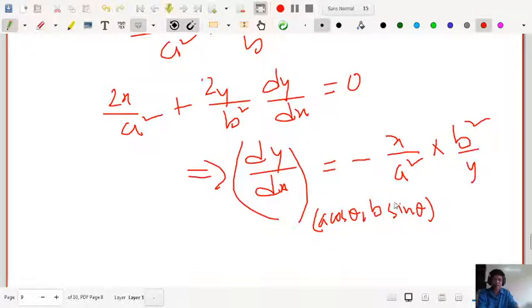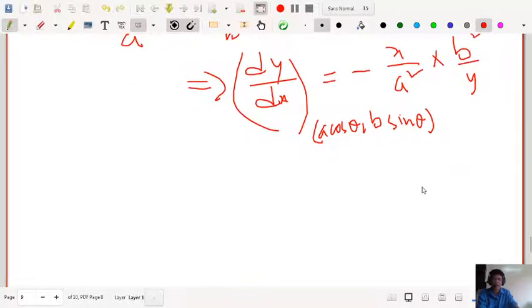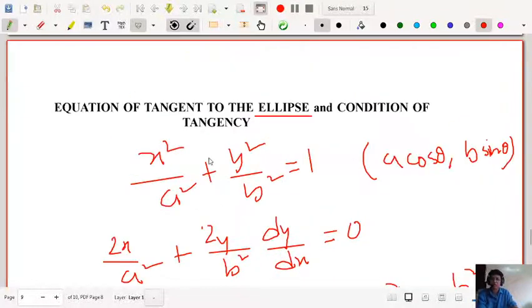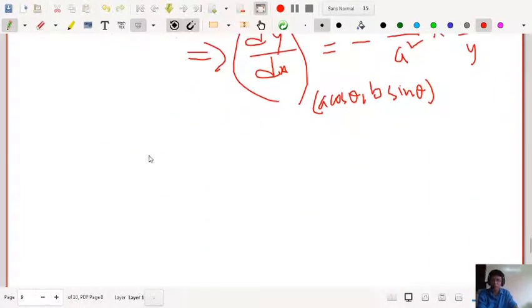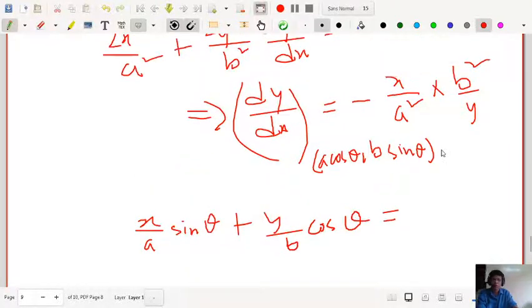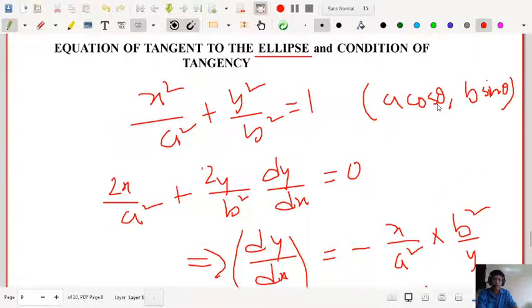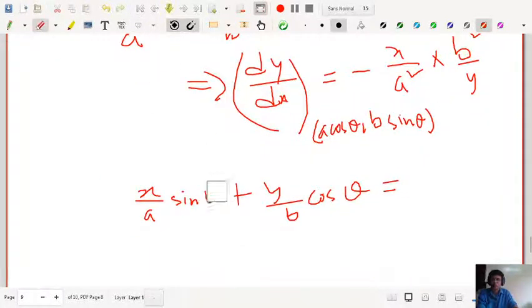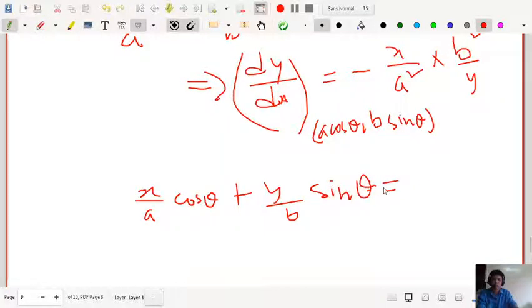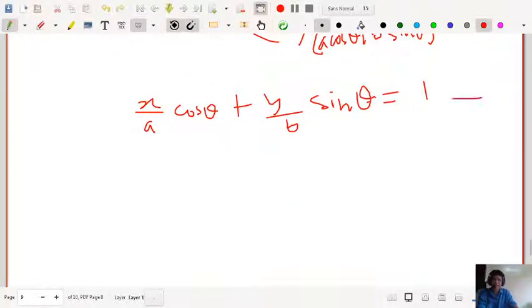So if you replace these values, a cos theta, b sin theta, and substitute in the formula y minus y1 equal to m into x minus x1, you will get the equation of the tangent as this. This is the equation of the tangent: x by a cos theta plus y by b sin theta equal to 1. Okay, I have taken a cos theta, b sin theta, so this must be cos theta and sin theta equal to 1. And this is your tangent at x1 y1.